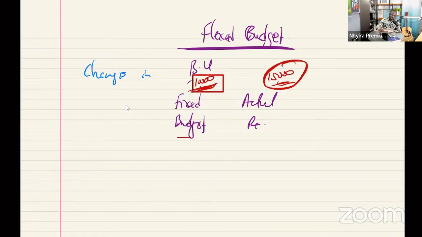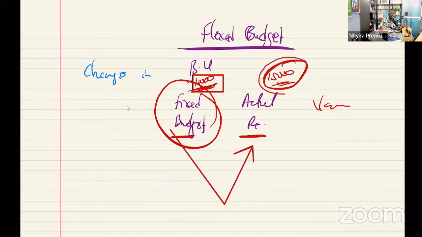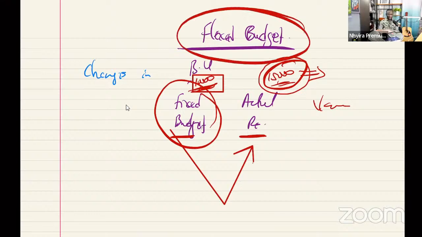So if you want to use the original fixed budget with your actual results to get your variance, that will be unfair. So to bring the fixed budget in line with the actual results, we have to re-prepare the fixed budget, taking into consideration the actual units that have been produced, in this case, 15,000. And that new budget we prepare from the fixed budget based on the actual units we produced is what we refer to as the flexed budget. So, Emmanuel Kwachi, that's the idea about flex budgets. Let me know if that makes sense for you in that case.